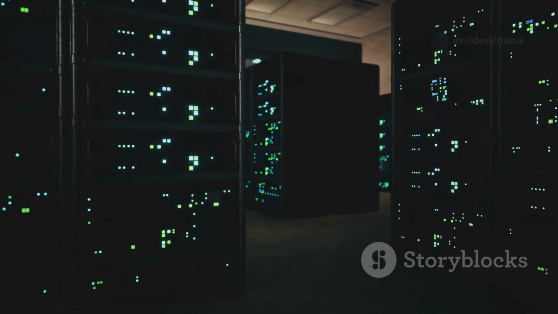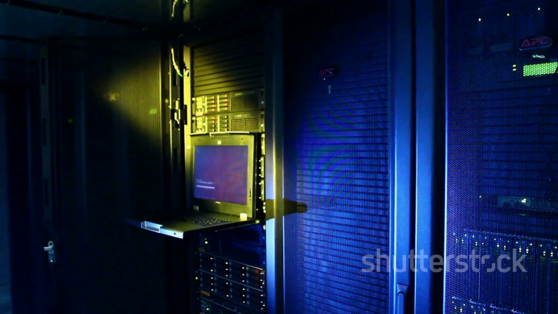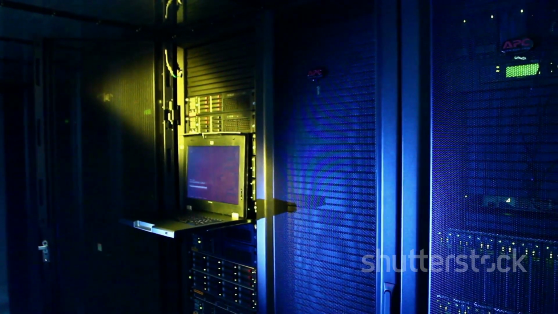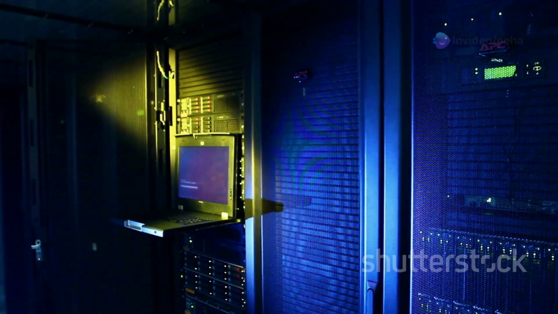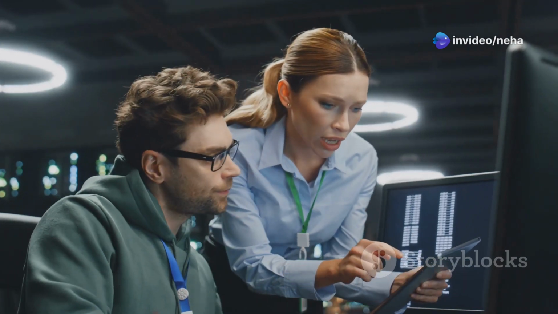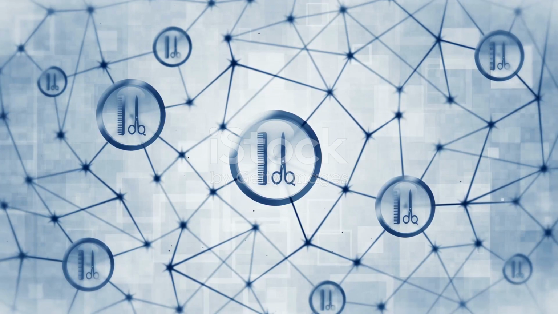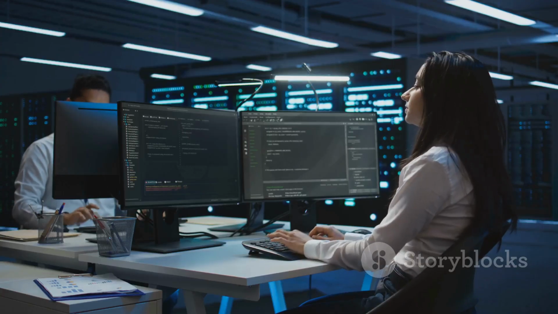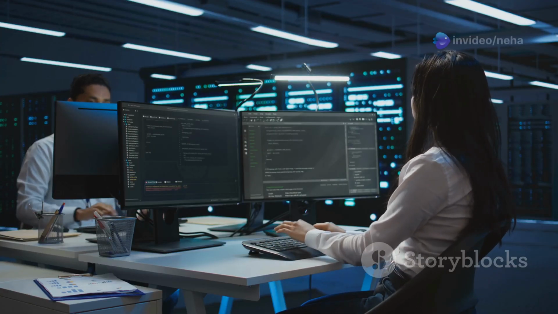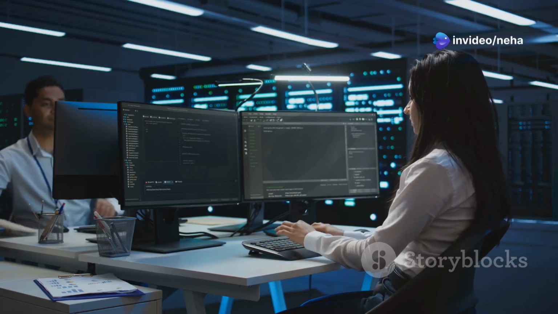Chapter 7. Summary of Differences. Let's recap the key differences between blockchain and traditional databases. 1. Centralization versus decentralization. Traditional databases are centralized, with a single authority controlling the data. Blockchain, on the other hand, is decentralized, distributing data across a network of nodes. This fundamental difference has significant implications for security, transparency, and trust.